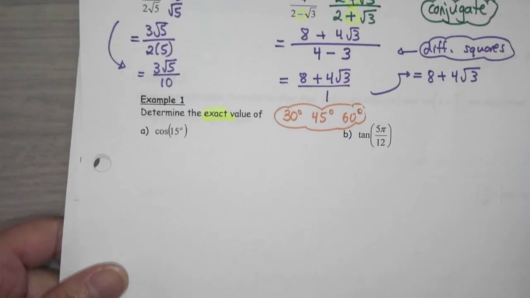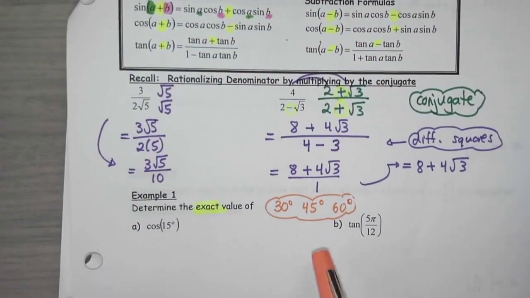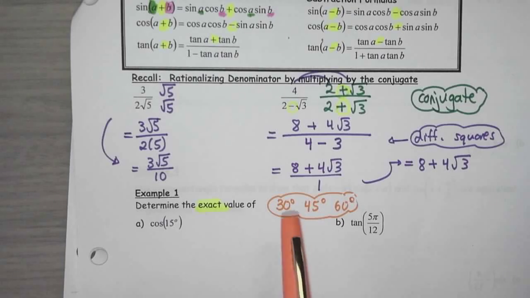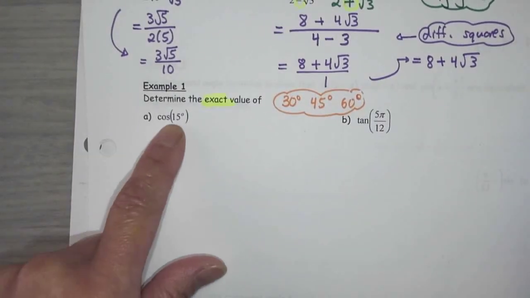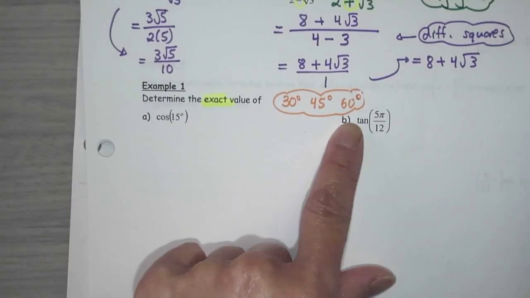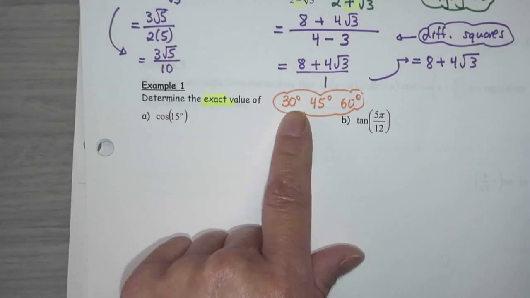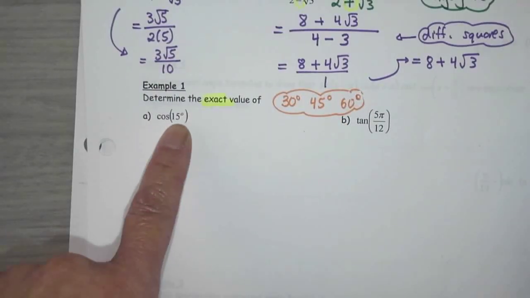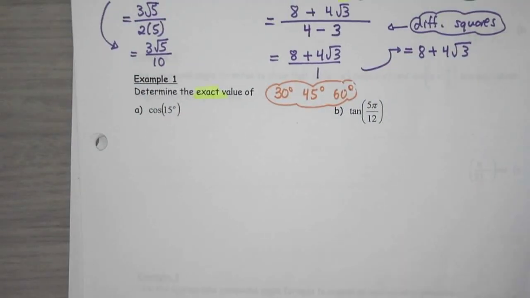By learning this addition subtraction formula, I can now do any combination of the 30, 45, and 60. So if I say to get cos of 15 exactly, you go, I can't do that. It's not one of my nice, precious, beautiful angles. But yes, it is. It's a combination of two of them. So what combination will get me 15?